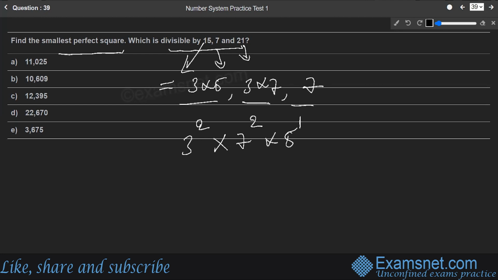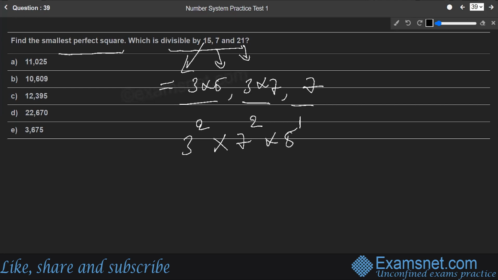But a number that is a perfect square always has all its factors with a power of 2. In this case, 3 has a power of 2, 7 has a power of 2, but 5 has not got a power of 2. So clearly there has to be one more 5. If one more 5 is taken, then we'll have a power of 2 as well. So the perfect square should contain the power of 2 of 3, 5 and 7. So the number to be multiplied so that it becomes a perfect square should be 105.